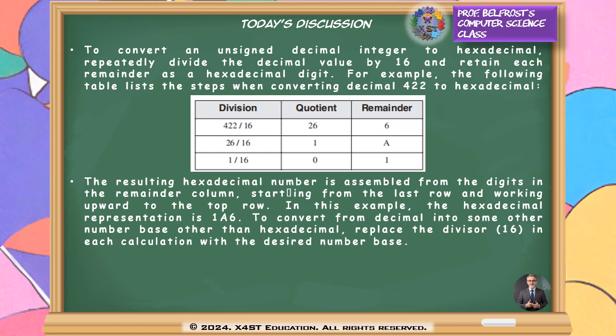So the resulting hexadecimal number is read from bottom to top. I've repeatedly told you, from bottom to top. Okay? So we have 1A6 done. And to convert from decimal into some other number base, you just need to replace the divisor, as I've told you before, with the desired number base.